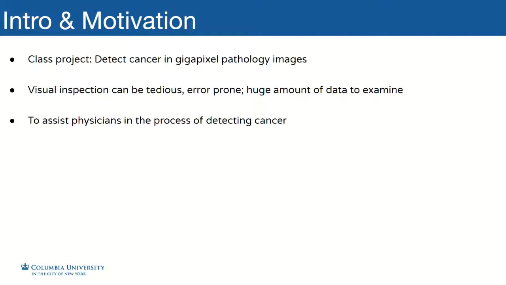So first of all, we basically did the class project of detecting cancer in gigapixel pathology images. The main motivation for this project is that the visual inspection of the pathology images can be very tedious and error-prone since it involves a huge amount of data to examine. So our goal or aim is to develop a tool to assist physicians in this process of detecting cancer.